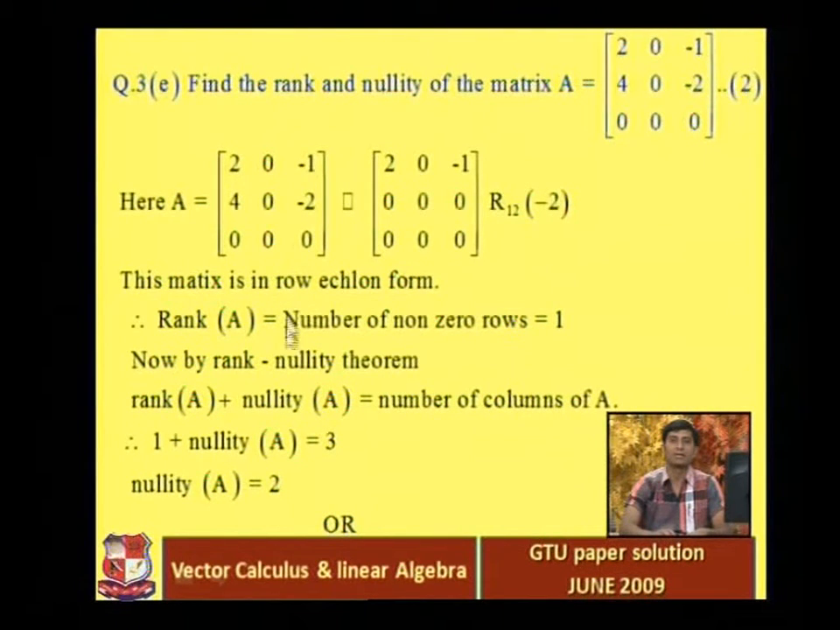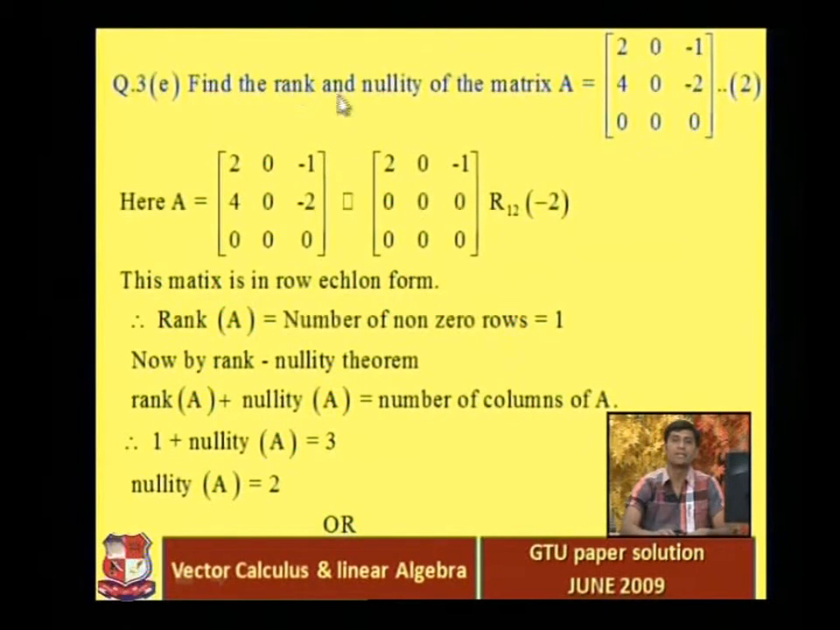So that's why the rank of A is equal to the number of non-zero rows, that is equal to 1, okay? Because the definition of rank is exactly the number of non-zero rows in the row echelon form of the given matrix. So the rank of A is equal to the number of non-zero rows, that is equal to 1. Now by the rank nullity theorem we also have to find the nullity of the given matrix.